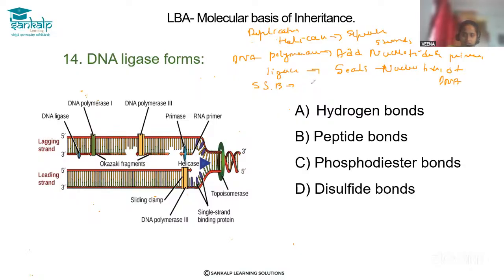And then SSB, single stranded binding protein. It helps in the unwinding process of the strands of DNA. And then DNA gyrase, it prevents supercoiling. So these are the different enzymes involved in the process.